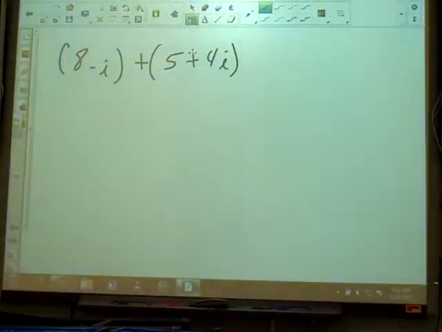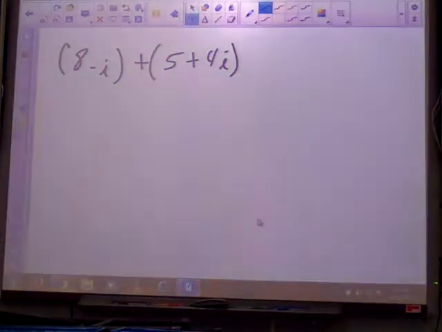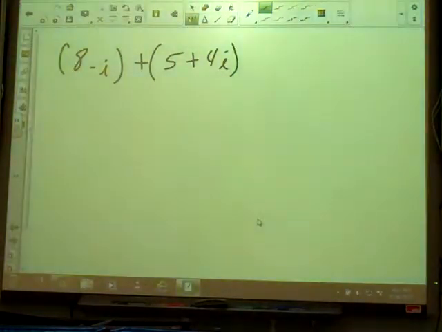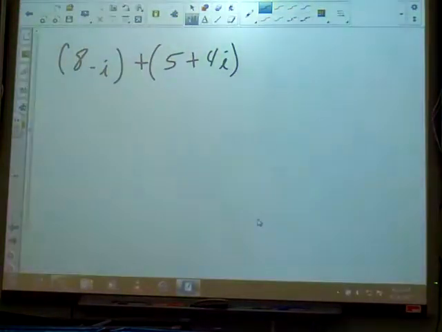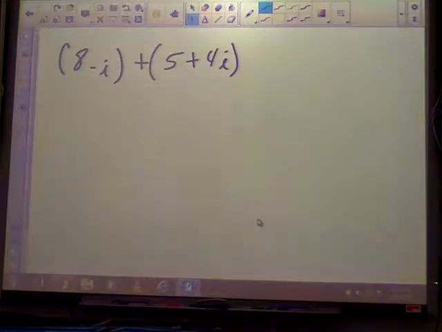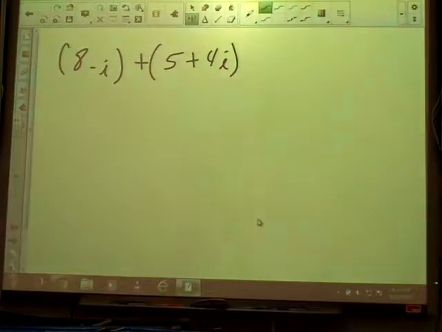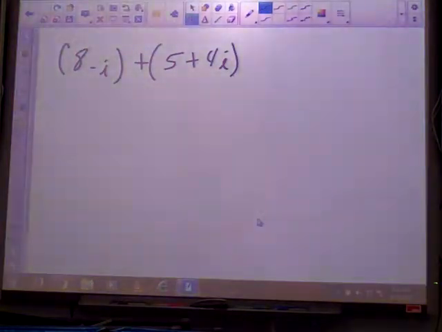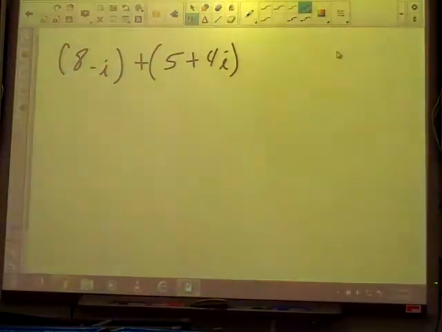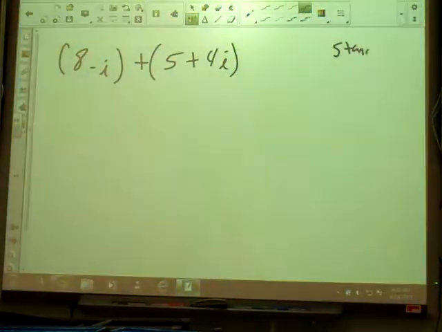Alright, this says the quantity of 8 minus i plus the quantity of 5 plus 4i. This is an easy lesson. It's just weird because you've got i's in there now. But this is probably my favorite thing out of this lesson because this is like baby stuff here. The directions say add or subtract and write in standard form. So what we need to know, I'm going to make a note over here on the side in a different color for you, is what standard form of a complex number is.